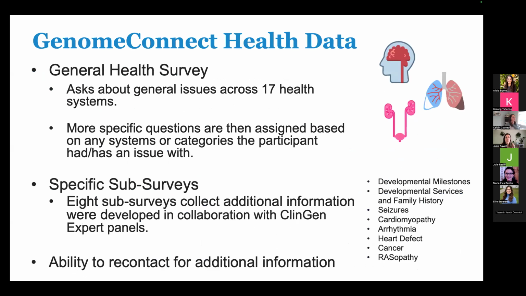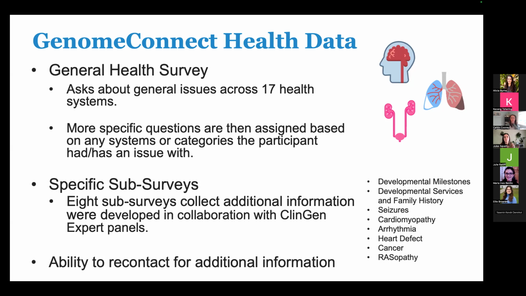Those health surveys really start with one that's like a review of systems, kind of goes from head to toe, asking about general issues kind of across the body. So do you have concerns with your heart, with your digestive system? And then whatever the participant says yes to, they then are asked more questions, trying to drill down on the phenotype a bit further. So maybe they say, yes, my child has an issue with their heart. And then they can tell us, was that a congenital heart defect? Is that an arrhythmia? So on. We then assign additional sub-surveys to drill down even further. You can see a list of those sub-surveys on the side of the screen here.